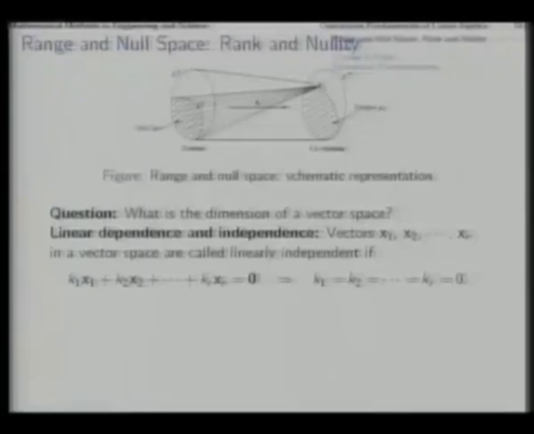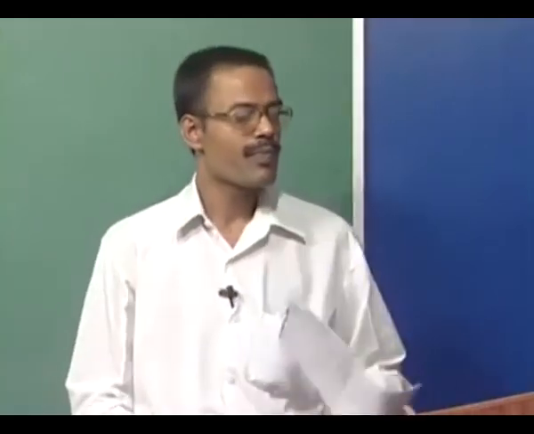So, that means any change from 0 in any of these will not be compensated by any suitable change in any other. That means, the moment you change any of these coefficients, this sum will turn out to be non-zero. No other compensation from any other component will be possible. So, in the true sense, these vectors x1, x2, x3, etc. are independent of each other. Any change in one cannot be compensated by any suitable change in others.